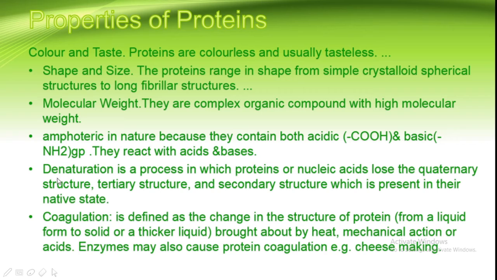The next property is the difference between denaturation and coagulation. Denaturation is a process in which proteins or nucleic acids lose the quaternary structure, tertiary structure, and secondary structure which is present in their native states. So when they lose their structure, this is called denaturation. Coagulation is defined as a change in the structure of protein from a liquid form to a solid or thicker liquid brought about by heat, mechanical action, or acids. Enzymes may also cause protein coagulation. For example, the preparation of cheese is an example of coagulation.